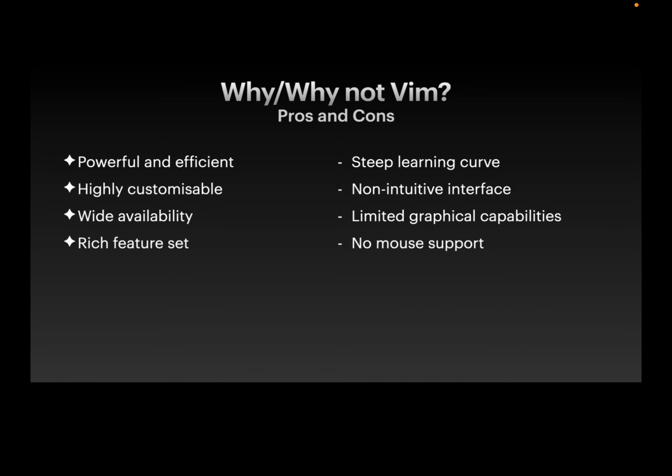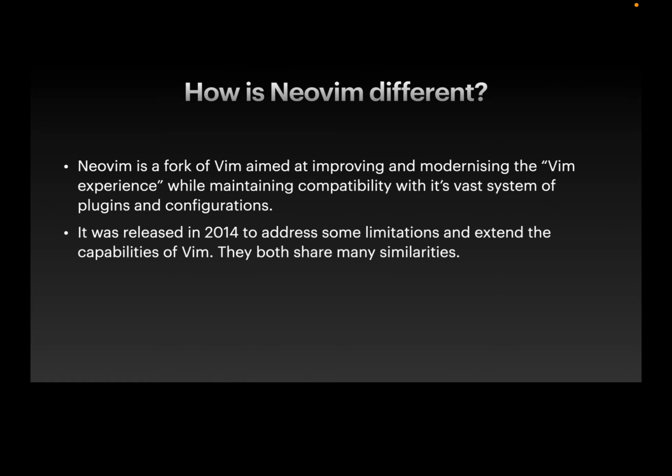That is why Neovim came into existence. Neovim is a fork of Vim aimed at improving and modernizing the Vim experience while maintaining compatibility with its vast system of plugins and configurations. So, in order to address these shortcomings and to further improve Vim, Neovim was introduced. This meant that if you already had an existing Vim config, just plug the vimrc file in the Neovim config and it will work like a part of it. Neovim is highly backward compatible.